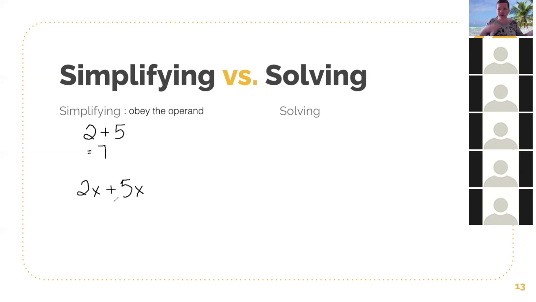Oh, 2 x's over there, 5 x's over there. I know how to simplify this. I know how to perform the indicated operation, in this case, adding. And so I could do that. I could add and get 7x.